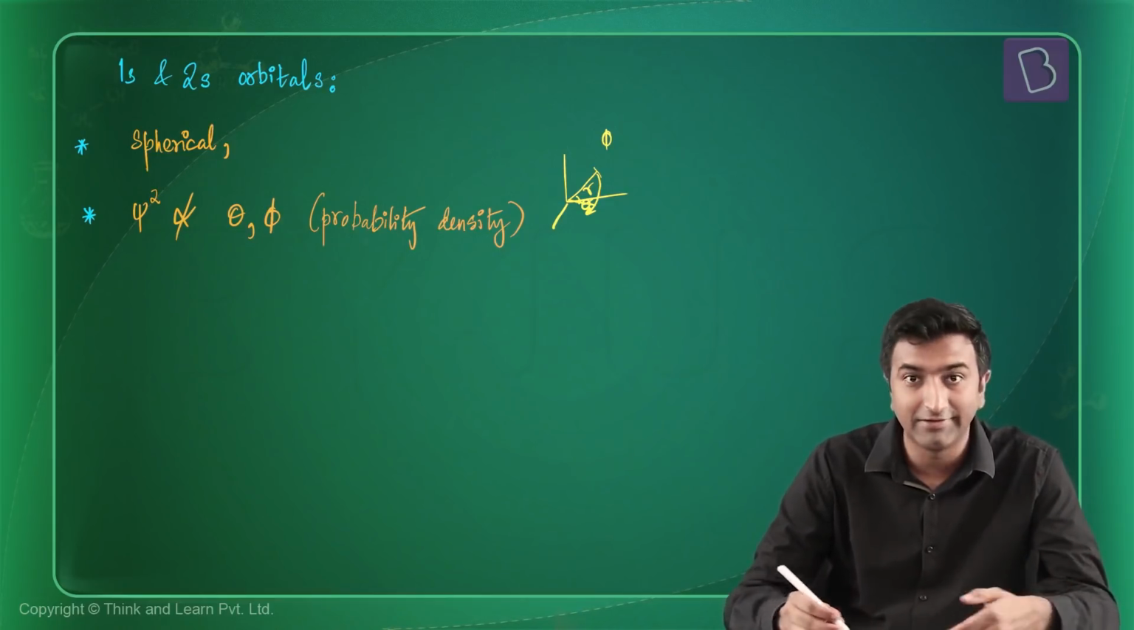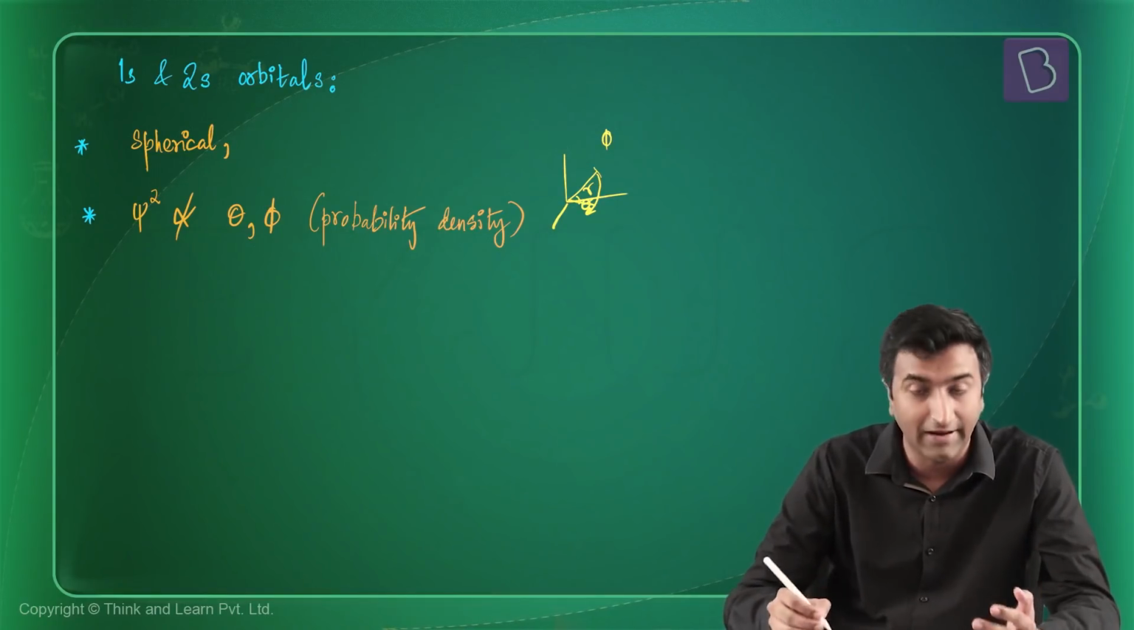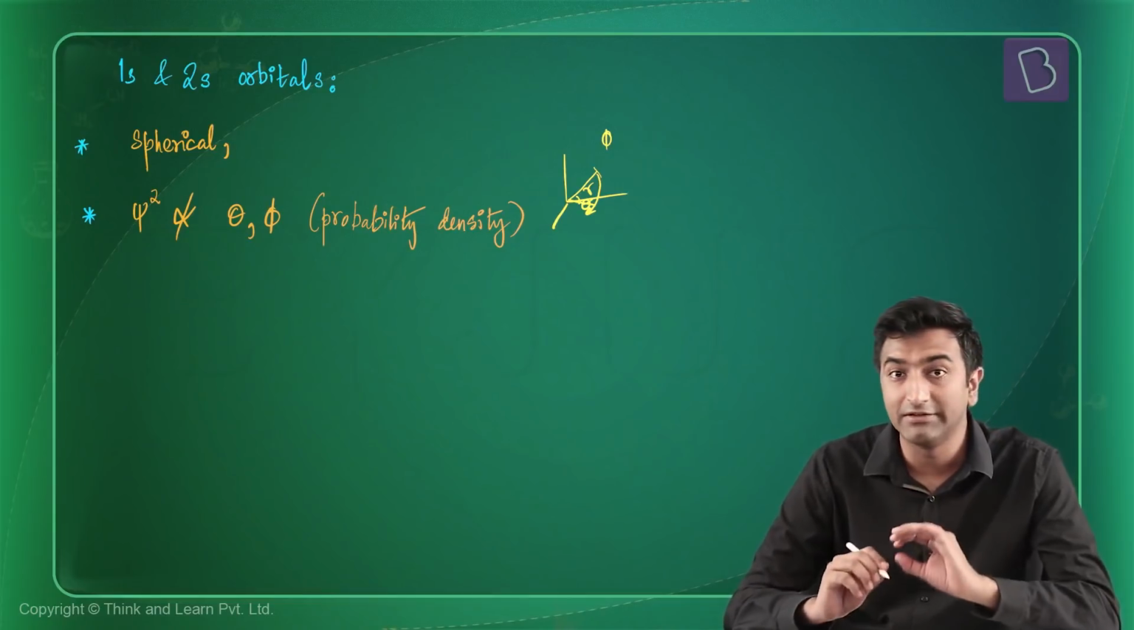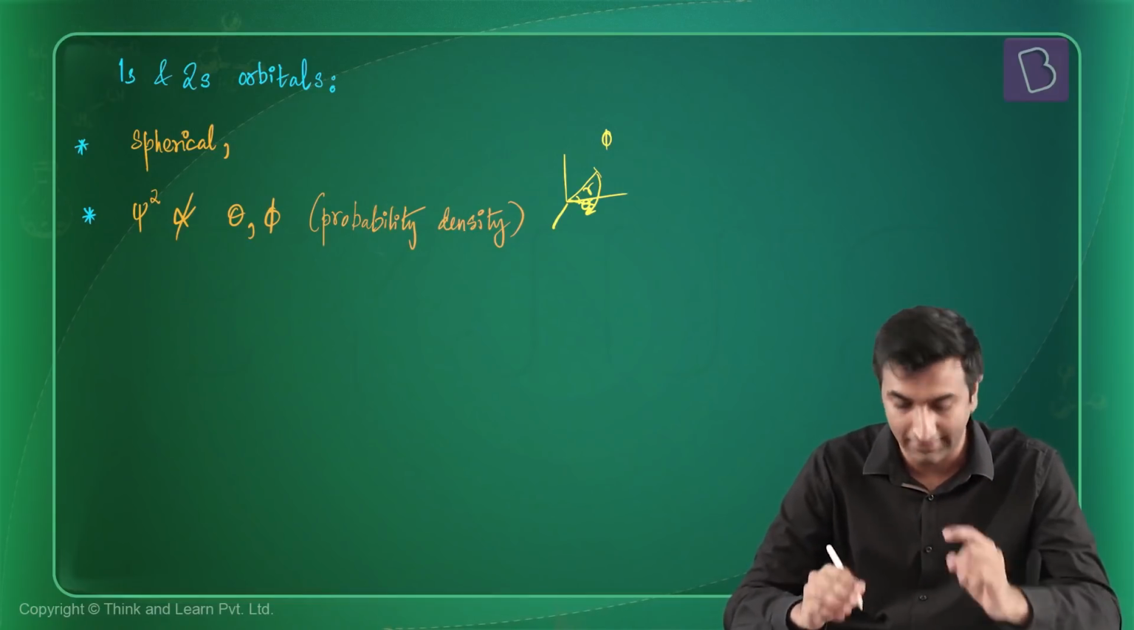But if it's spherical, psi square is not going to be dependent on theta or phi. That's a very important idea. Again, a little bit of just simple theory, you'll be able to know this and recognize this.